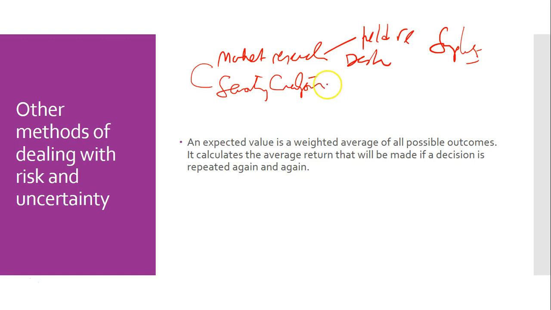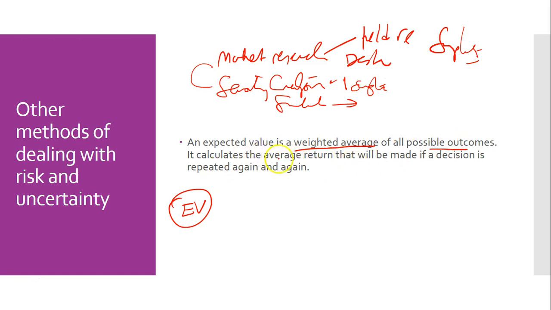Sensitivity analysis tends to work with just a single variable. But with simulation, we could have a range of variables and plug all the numbers into the computer, and it could tell us the different possible outcomes. Well, another very popular method is referred to as the expected value. So some kind of weighted average of all the possible outcomes.